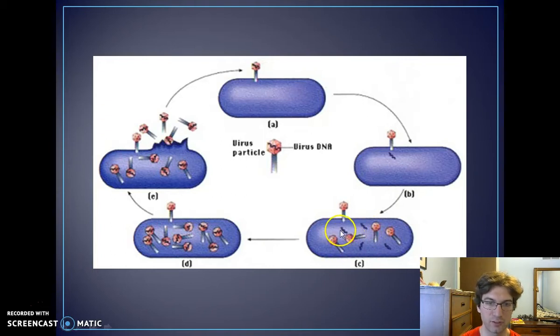Eventually, those protein coats and genetic material combine into viruses. So now the cell is starting to fill up with viruses. Once this cell fills all the way up with viruses, it can't hold it anymore. It bursts open and throws viruses everywhere.